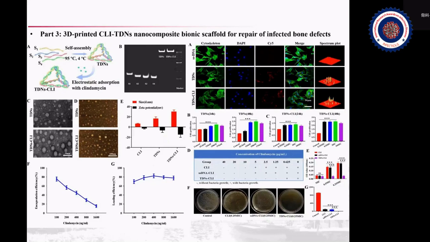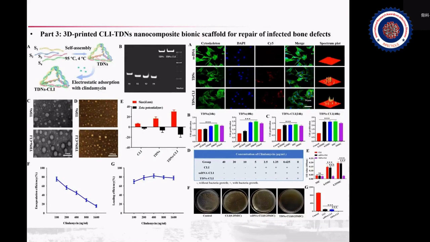We first synthesized the TDN by self-assembly and then loaded clindamycin on the TDN by electrostatic adsorption. The TDN-clindamycin composite structure was characterized by PAGE, TEM, atomic force microscopy, zeta potential, and other means.